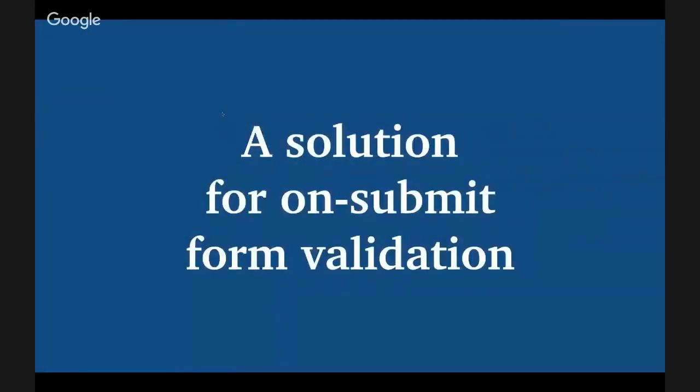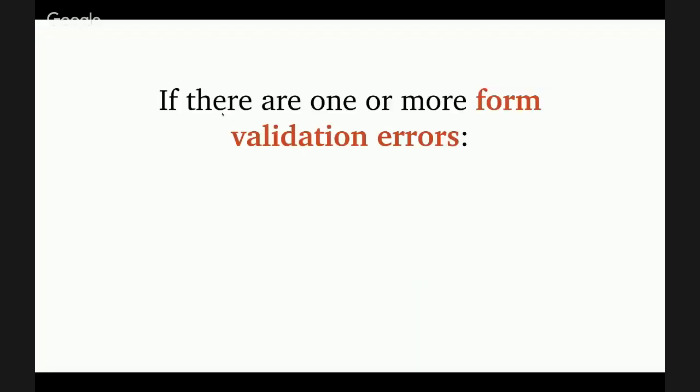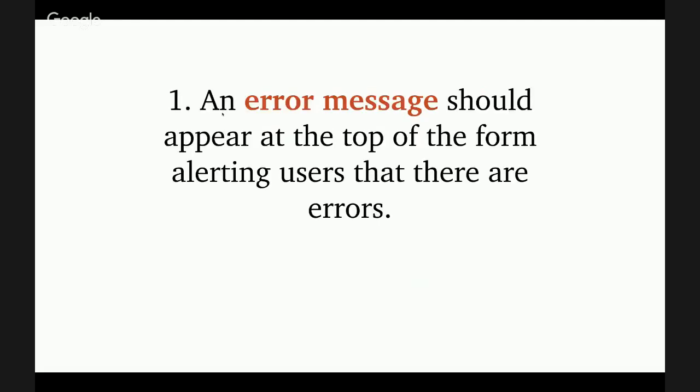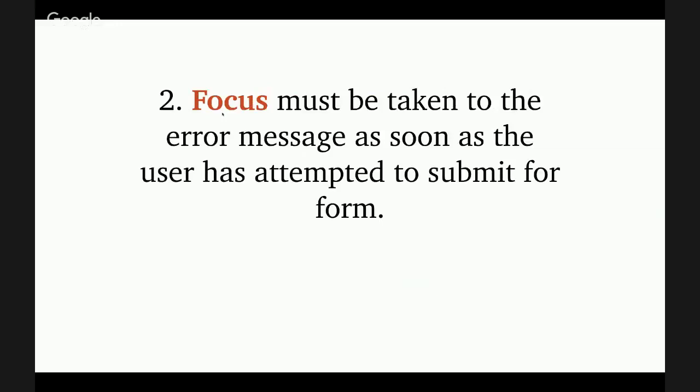Very simple solution. Now we're going to talk about solutions for on-submit form validation. Let's say there are one or more errors in a form. The first thing that should happen is that an error message should appear at the top of the form, alerting users that there are a bunch of errors. The second thing we need is that the focus should be taken from the bottom of the form up into that error message area.